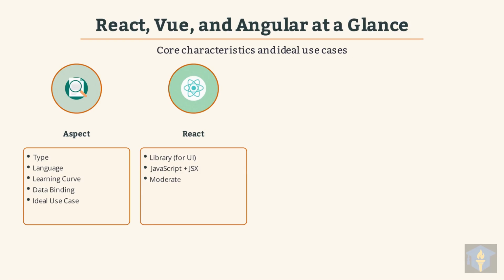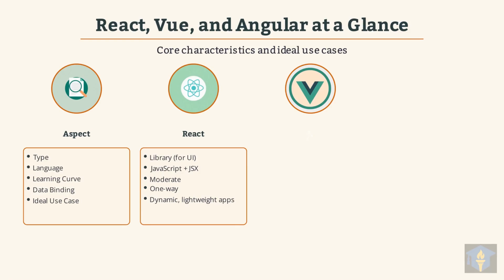React has a moderate learning curve, becoming more intuitive once you understand its core concepts. React employs one-way data binding, meaning data flows in a single direction for better predictability. React is ideal for building dynamic, lightweight applications, especially single-page applications with complex UIs.